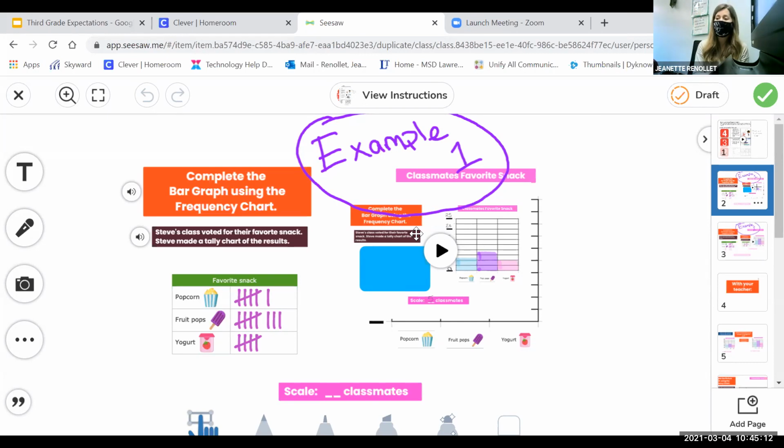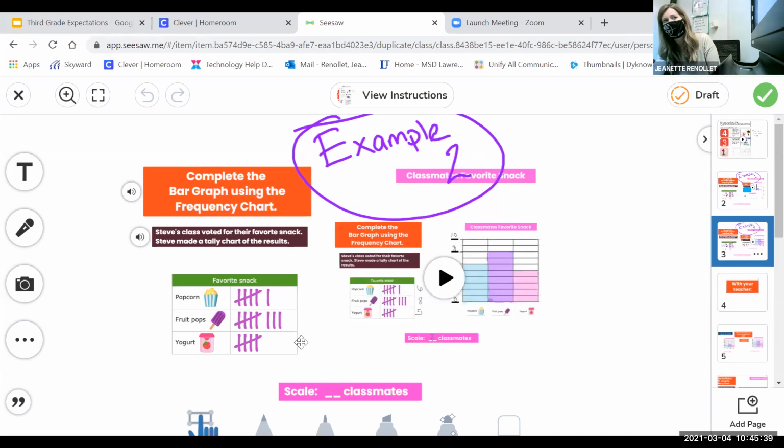When you create a graph, it needs to be so clear that everybody looks at it and they say, I can see it stops right here. 6 kids voted for popcorn. So in the next example, let's see how Miss Sharp does it again, but this time she's going to pick a scale that works, a scale that helps us understand and be able to read the graph.